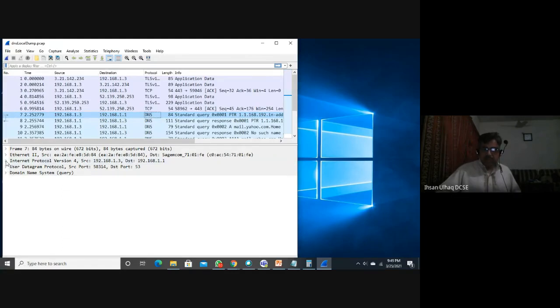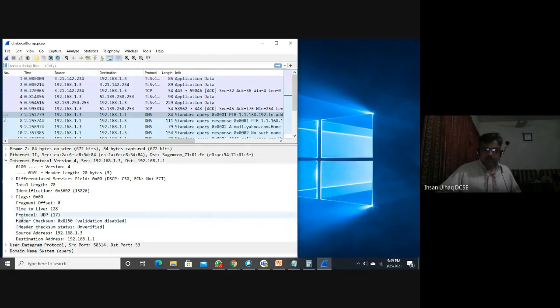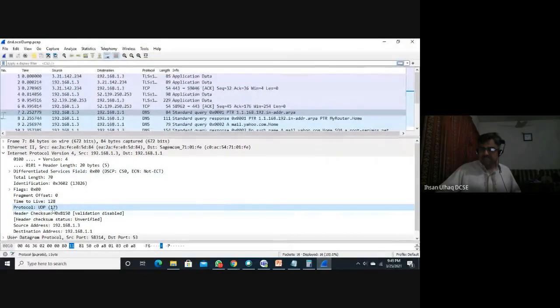And if you are using UDP, what is written in the protocol field? 17. So when this 17 is in the IP, because this is the IP protocol, it is representing that above the IP you have the UDP, right?